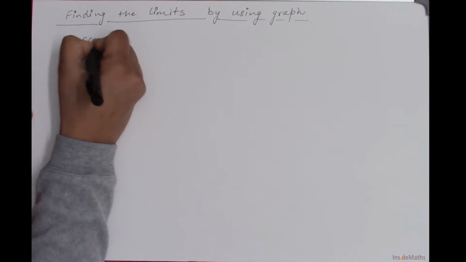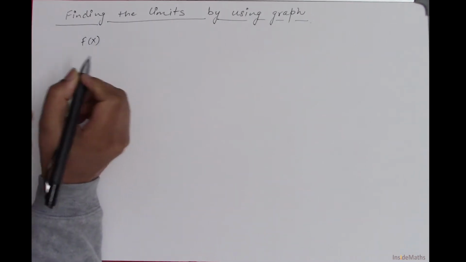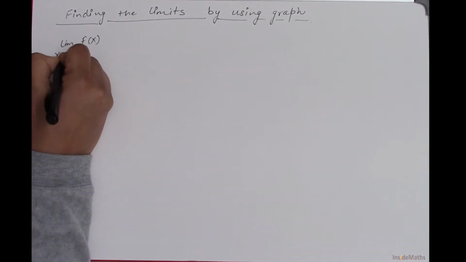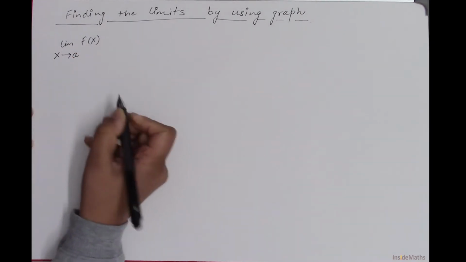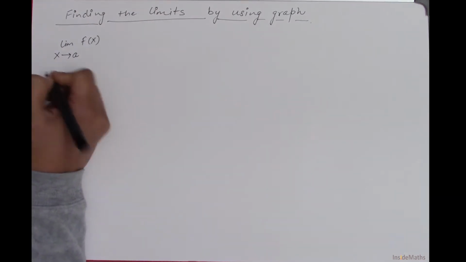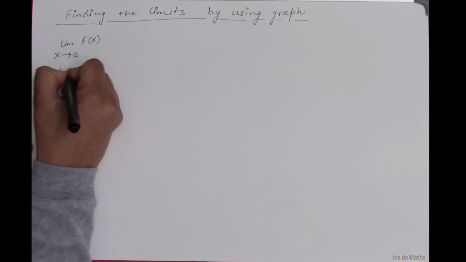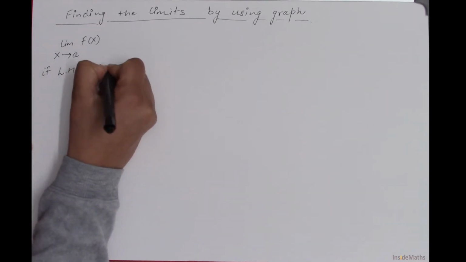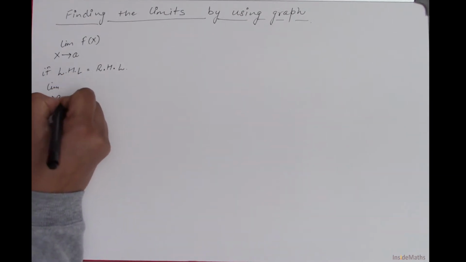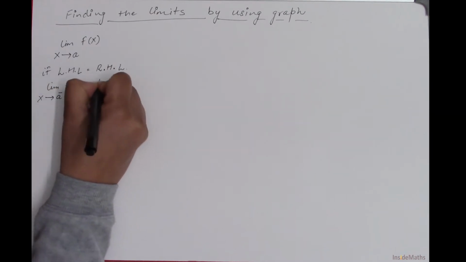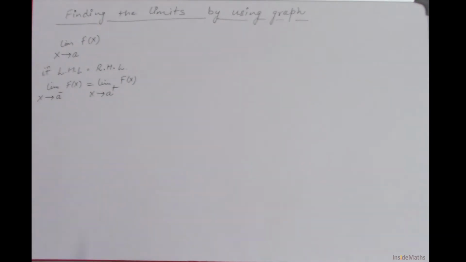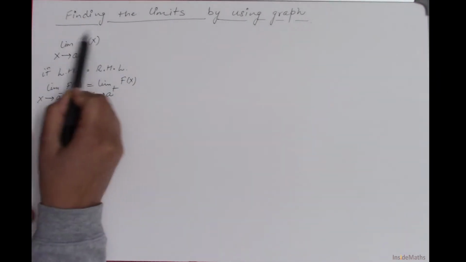Suppose f of x is any given function and we have to find limit f of x when x is approaching to a point A. Now, when does this limit exist? If the left hand limit equals to the right hand limit, that is, when limit x approaches to A negative, f of x is equal to limit x approaches to A positive f of x. When these two are equal, that means this limit exists.